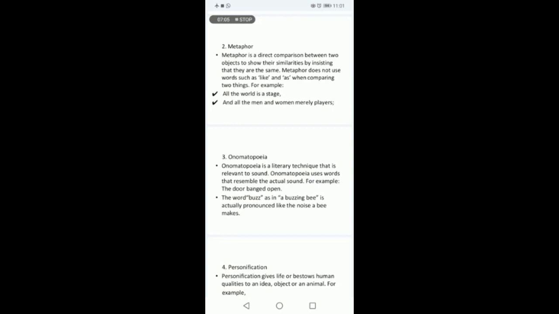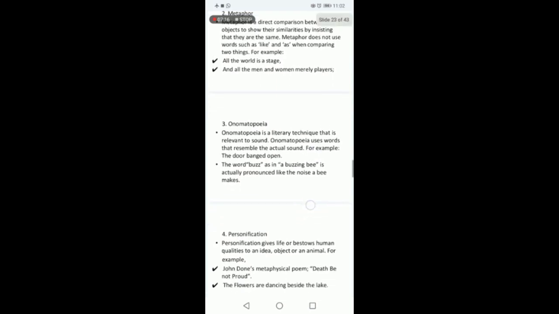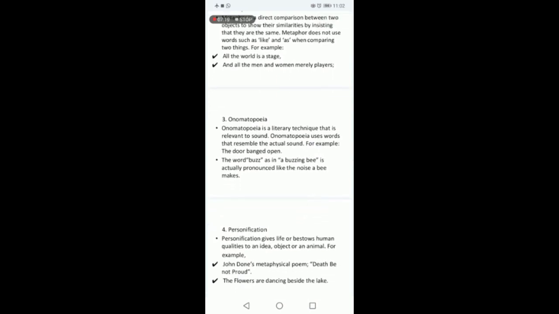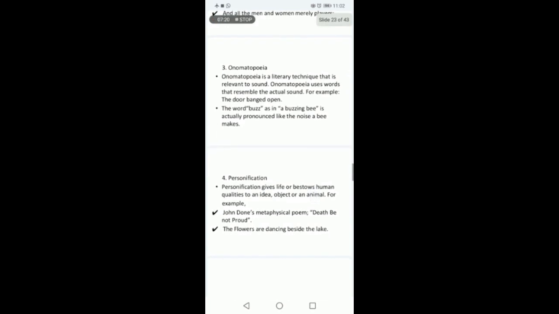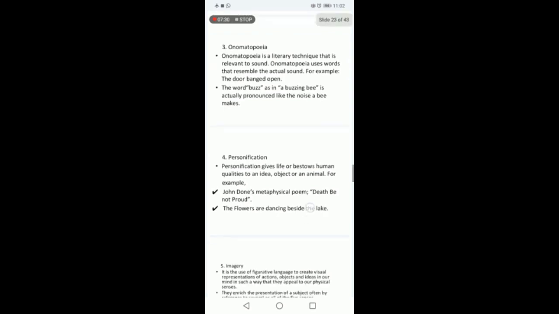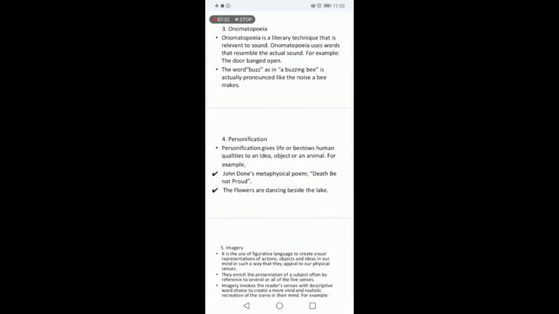They have onomatopoeia, a technique relevant to sound. It works with the sound. For example, you say the door banged open. Bang already gives us the sound of the door. They have the word buzzing, buzzing of the bee and all that. They have personification, when we give life or human quality to an idea or object. You see, the flowers are dancing beside the lake, giving the flower the quality of dance like a human being.